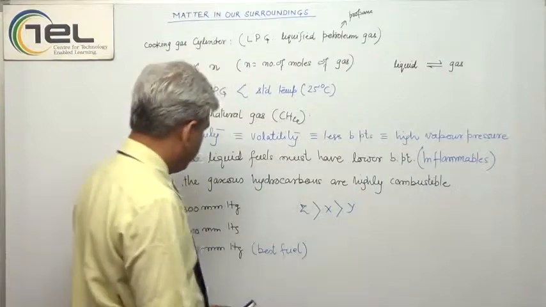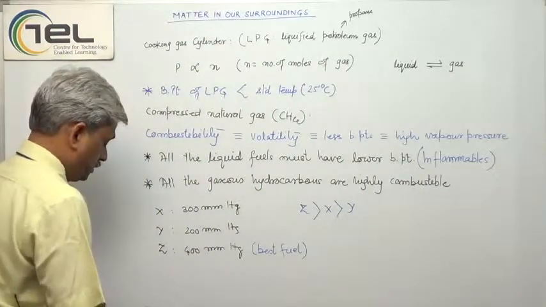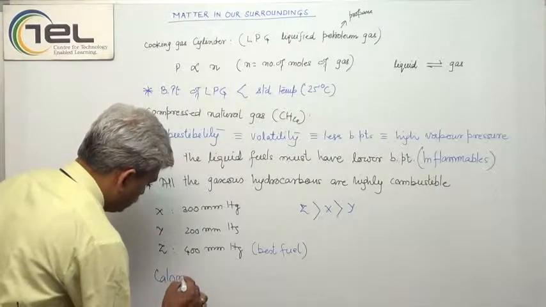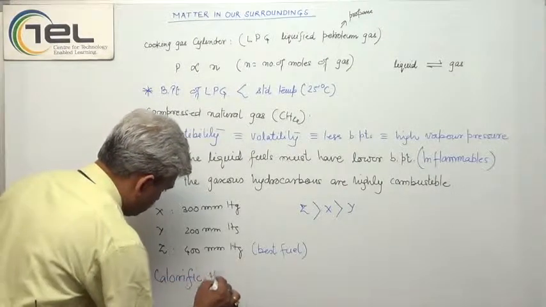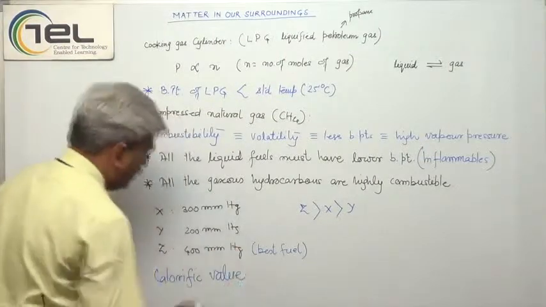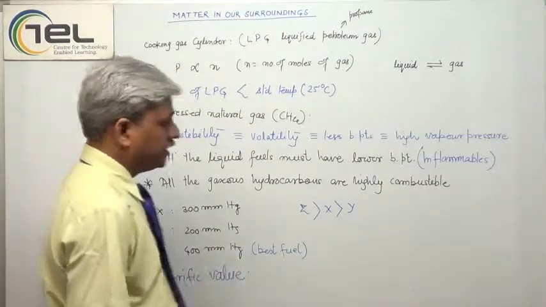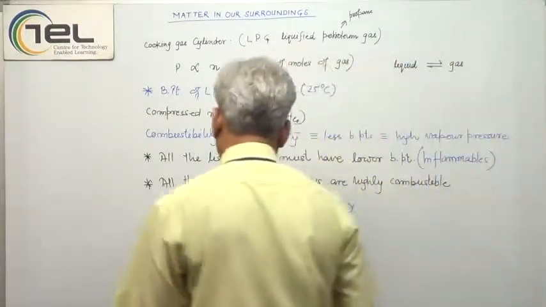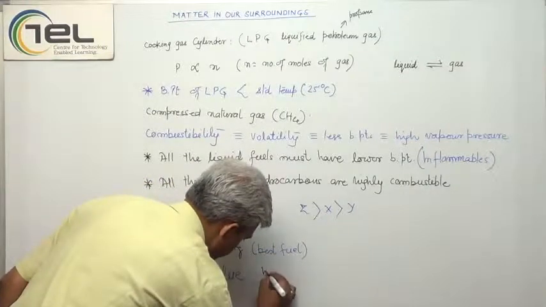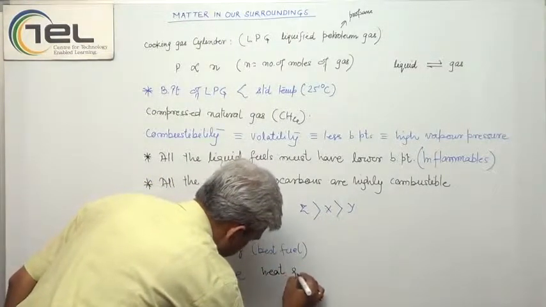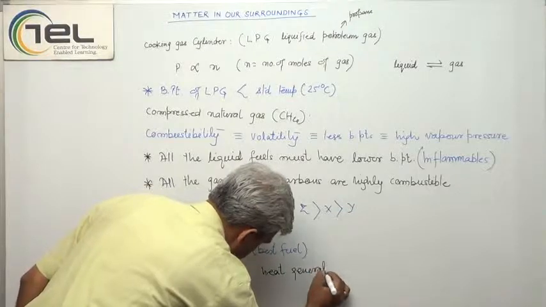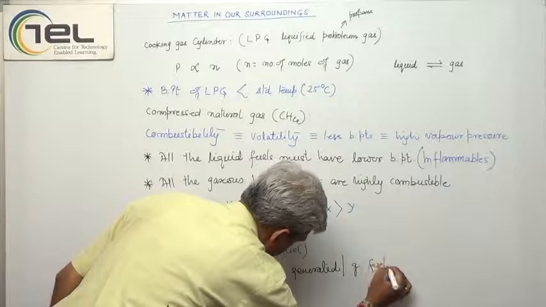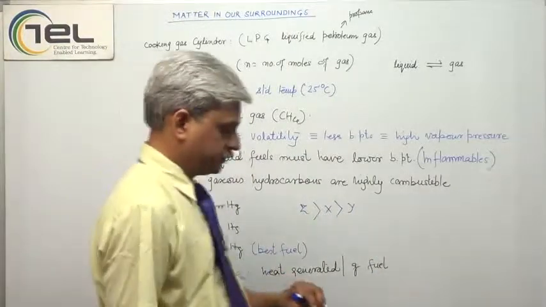Calorific value means what? Calorific value means the energy generated per gram of the fuel. Just write that this is the heat generated per gram of the fuel.